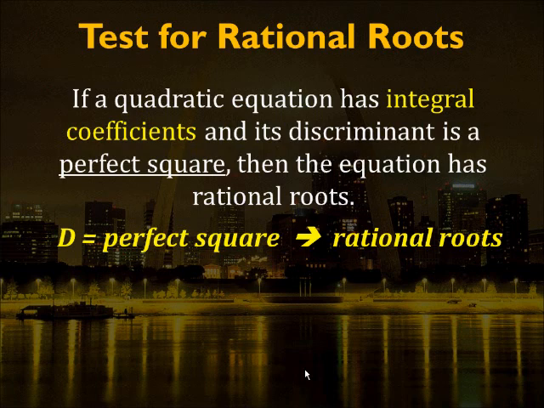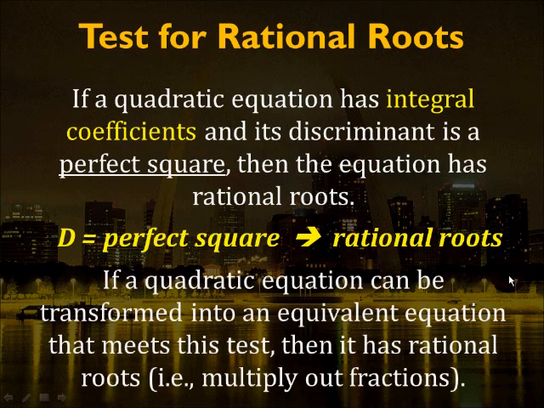Alright, on page 318 you'll see the test for rational roots. If a quadratic equation has integral coefficients and its discriminant is a perfect square, then the equation has rational roots. So this is what you'll need to know. If the discriminant is a perfect square, then you're going to have rational roots as opposed to imaginary roots. If a quadratic equation can be transformed into an equivalent equation that meets this test, then it has rational roots.